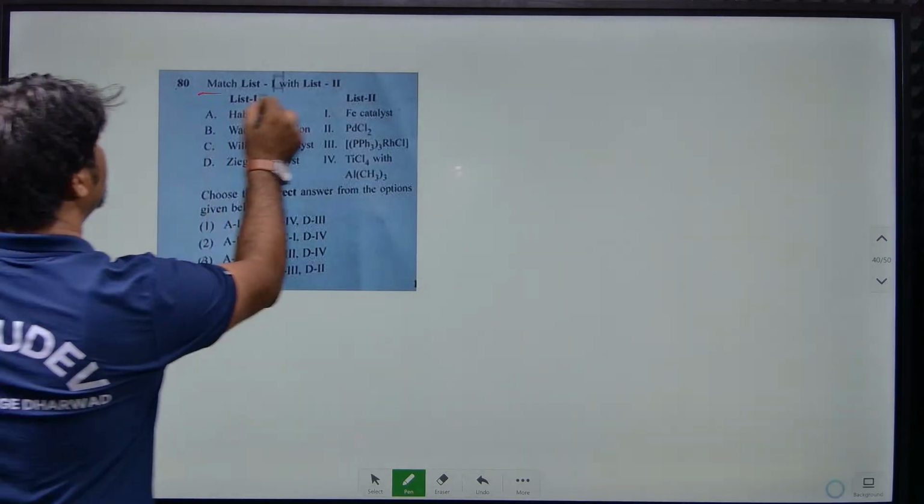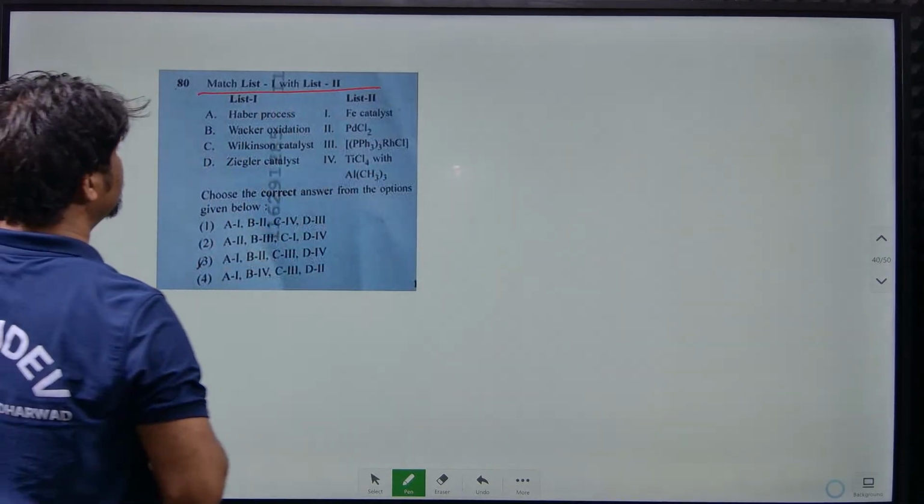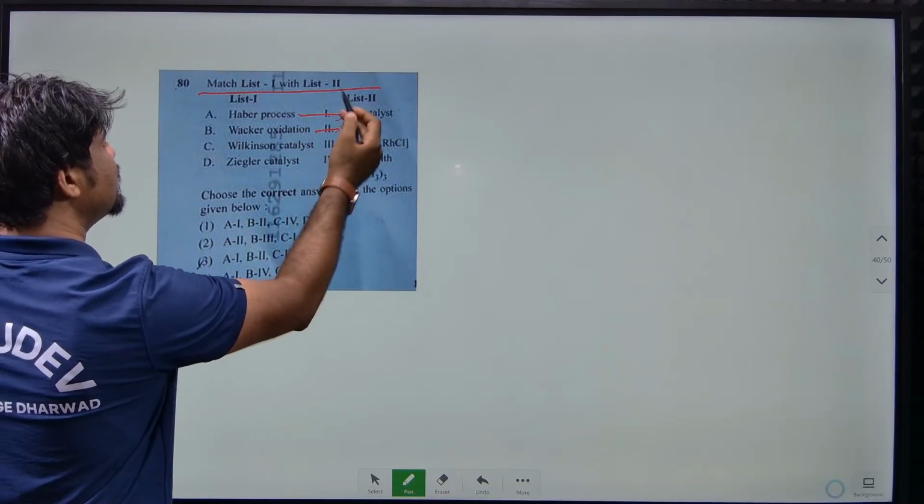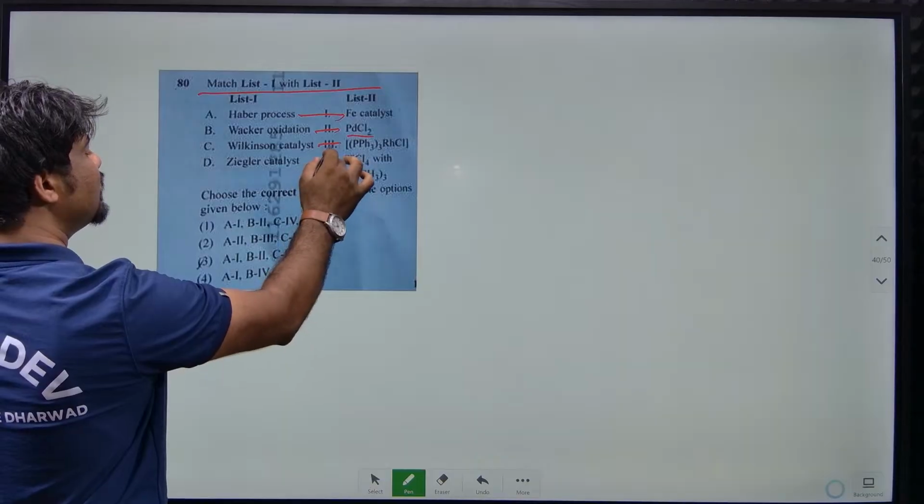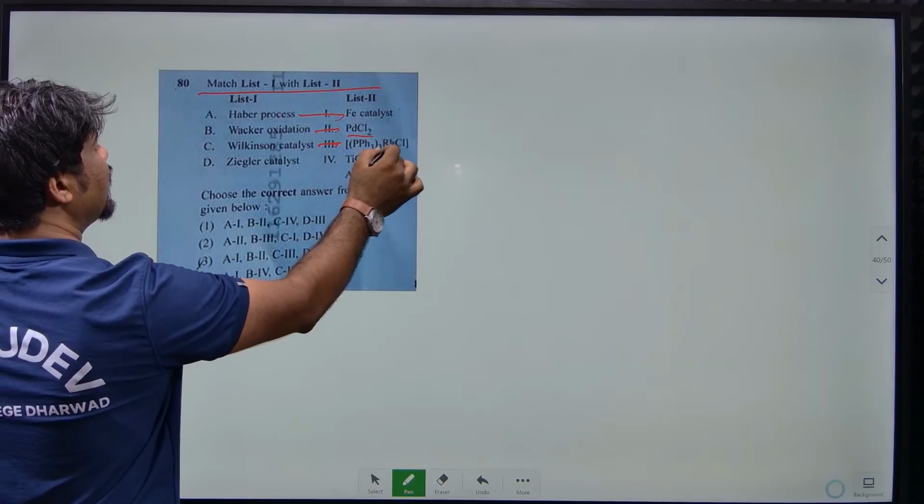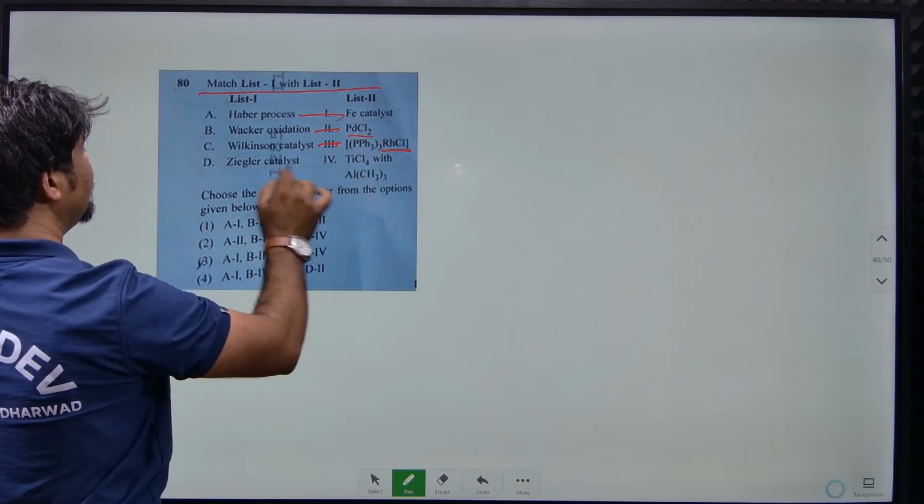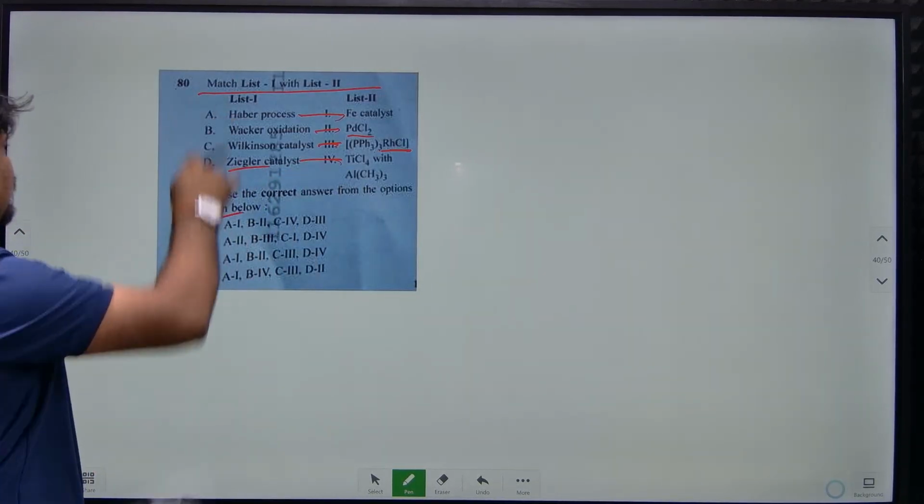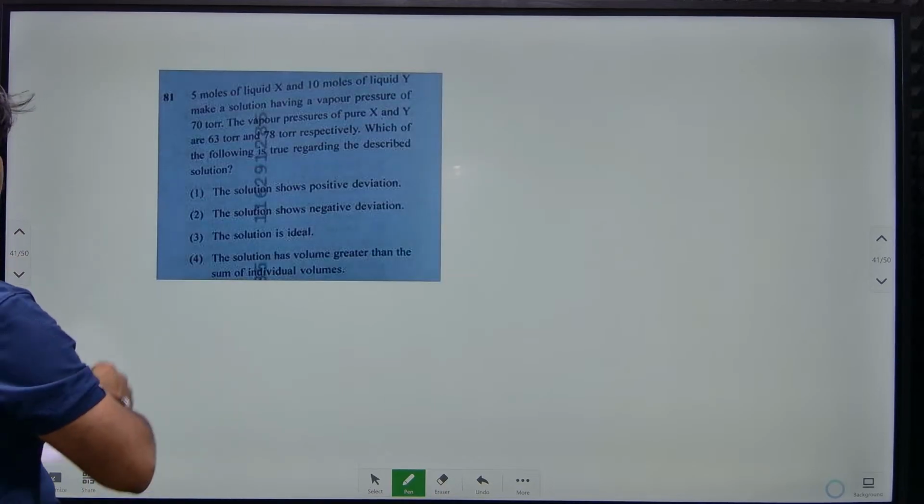Question number 80. Match column 1 with column 2. So, Haber process, yes of course, iron catalyst. Wacker's process, PdCl2, of course it is right. Wilkinson catalyst, that is PPh3 taken twice, rhodium chloride, yes of course it is right. Ziegler-Natta catalyst, yes of course. So here option 1 is the right answer for question number 80. Well, go to the next one.